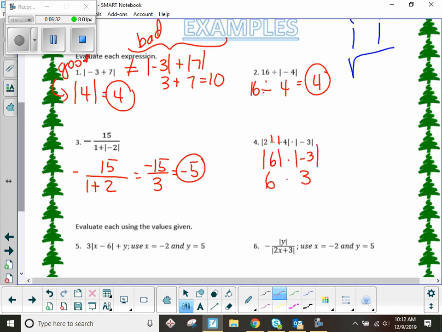What do we get? If you did this wrong, would you actually have gotten the right answer? If you multiplied the numbers before the absolute value, you would have still gotten the right answer. You would have gotten absolute value of negative 18. But it would have been lucky, yeah.